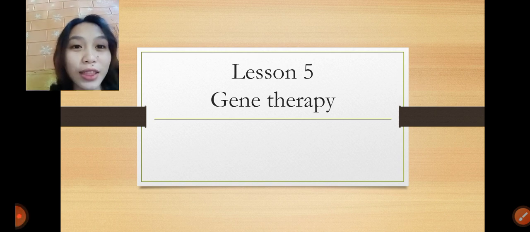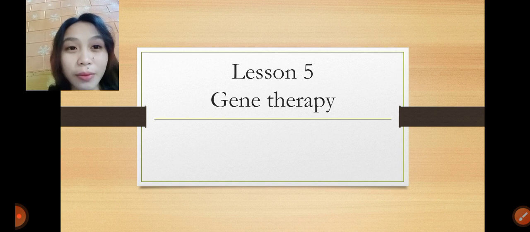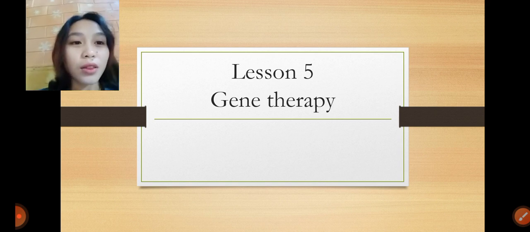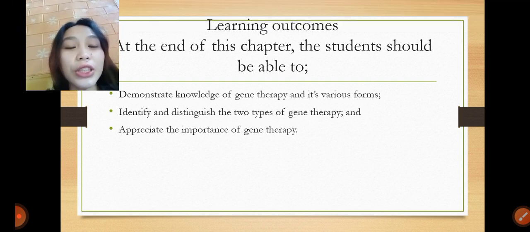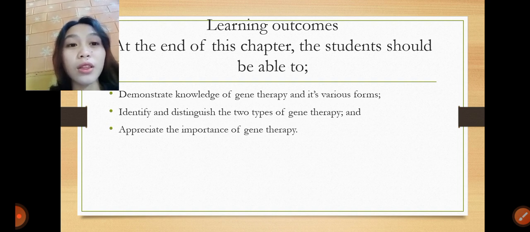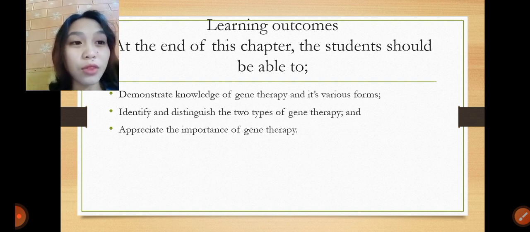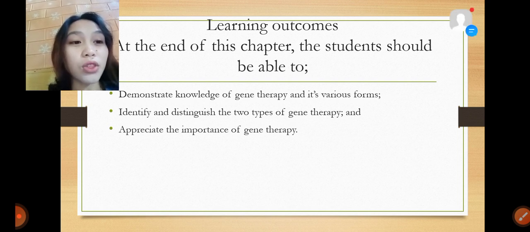Welcome to Science, Technology, and Society. Chapter 3, Lesson 5, entitled Gene Therapy. So, what are the learning outcomes? At the end of this chapter, the students should be able to first demonstrate knowledge of gene therapy and its various forms, identify and distinguish the two types of gene therapy, and appreciate the importance of gene therapy.